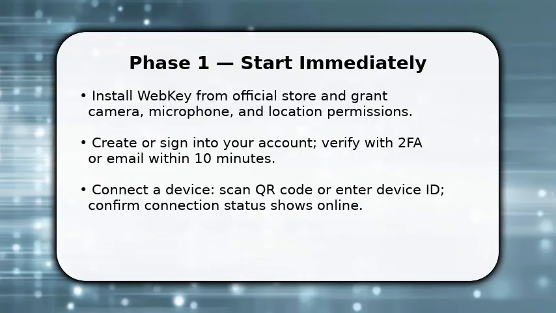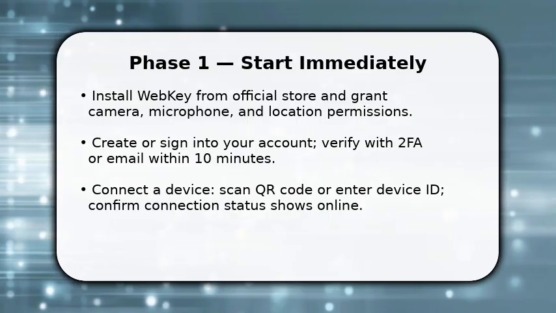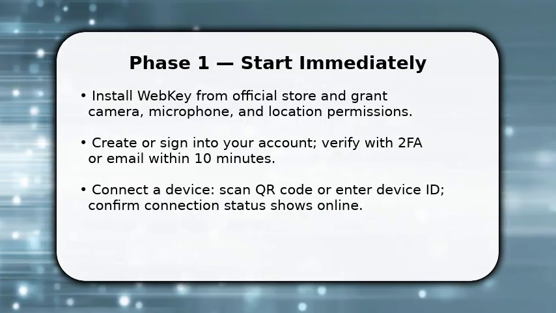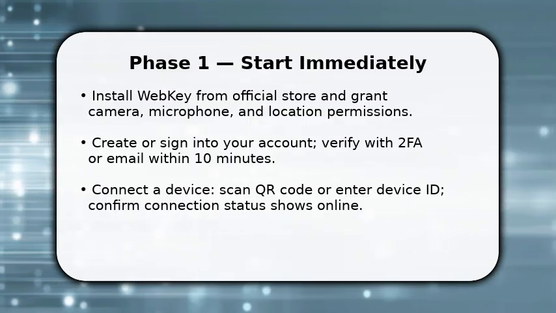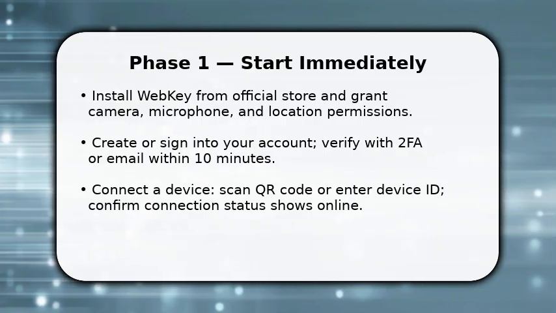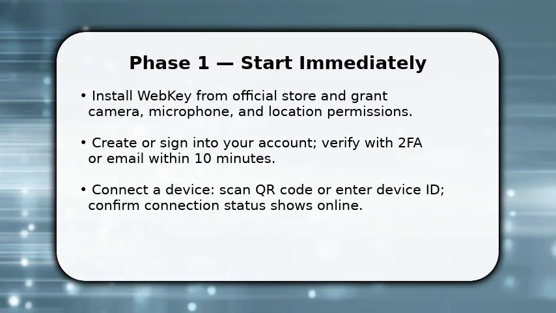You start by getting Webkey installed and ready. Open the app, grant camera, microphone, and location access so features work. Create or sign into your account and complete 2FA or email verification. This secures your session. Next, add a device.